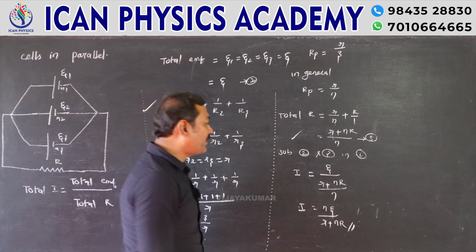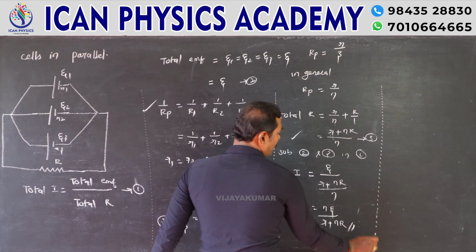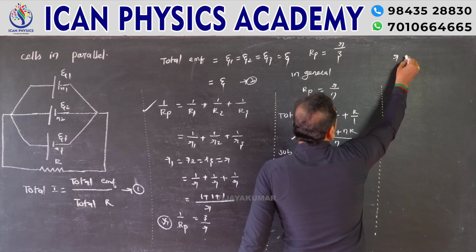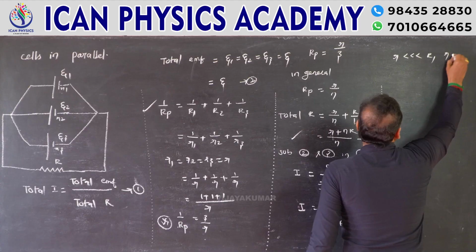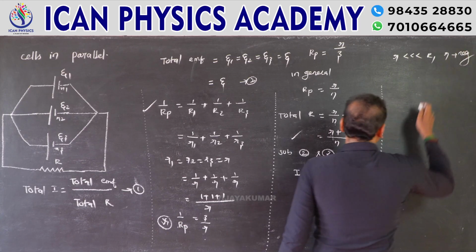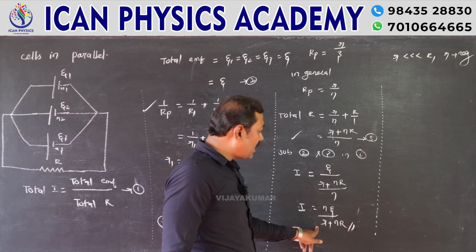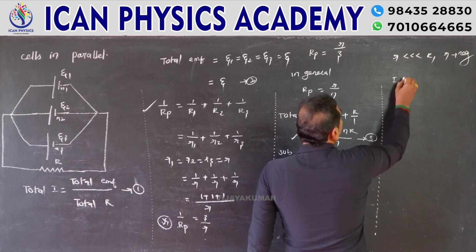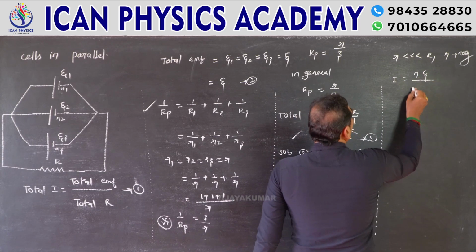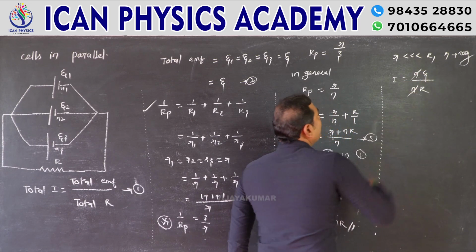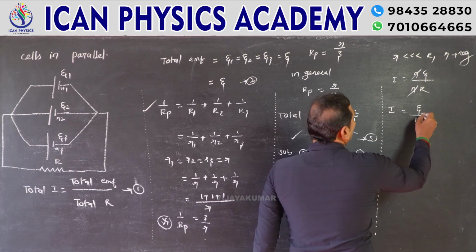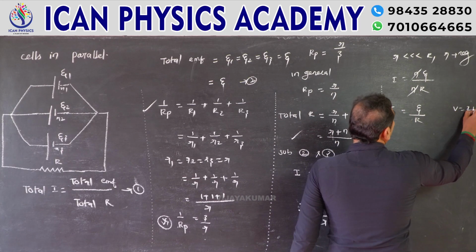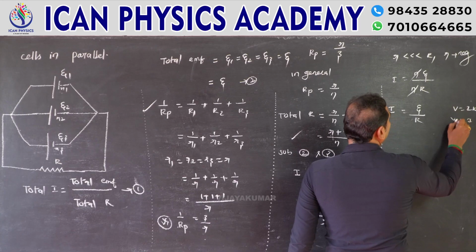So for that we are going for 2 cases. In the first case, when small r is much smaller than capital R, small r can be neglected. So when we neglect small r, then I equals n psi by nR. n gets cancelled. So I equals psi by R. So once again, V equals IR, I equals V by R.